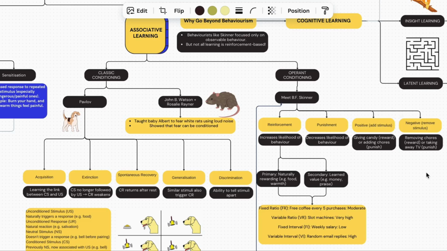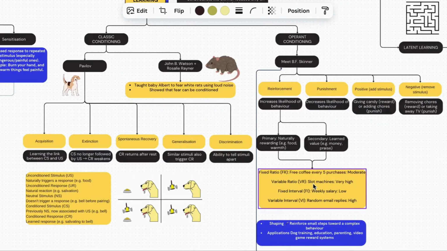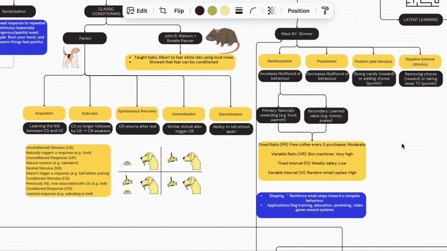So let's meet B.F. Skinner. He taught us that reinforcement increases the likelihood of behavior and punishment decreases the likelihood of behavior. Positive means you add a stimulus, like giving candy as a reward, or adding chores as punishment. Negative means you remove a stimulus, like removing chores as a reward, or taking away TV as punishment.